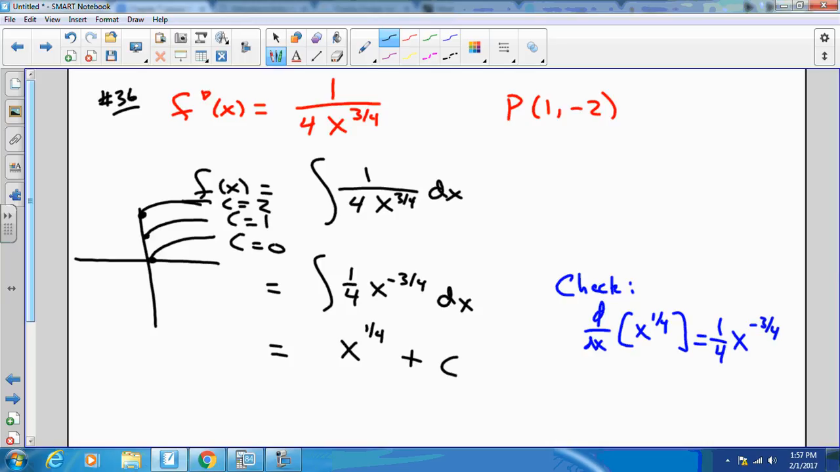You guys remember your transformations, right? And so you can see that this plus c is just going to be a vertical shift, either up or down. So this actually represents an entire family of functions that differ by a constant. They are parallel curves, because they have the same slope. And one, and only one, of these curves is going to go through the point 1 comma negative 2.